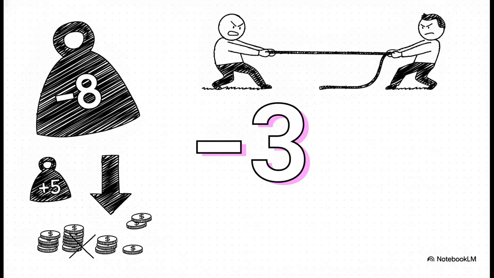So let's take -8 plus 5. Okay, who's heavier here, the 8 or the 5? It's the 8, for sure. And since the 8 is negative, our answer has to be negative. The debt won the battle. Then you just find the difference between them. 8 minus 5 is 3. So our final answer is -3. Which makes perfect sense with our money analogy, right? You had an $8 debt, you paid off $5 of it, and you're left with a $3 debt.